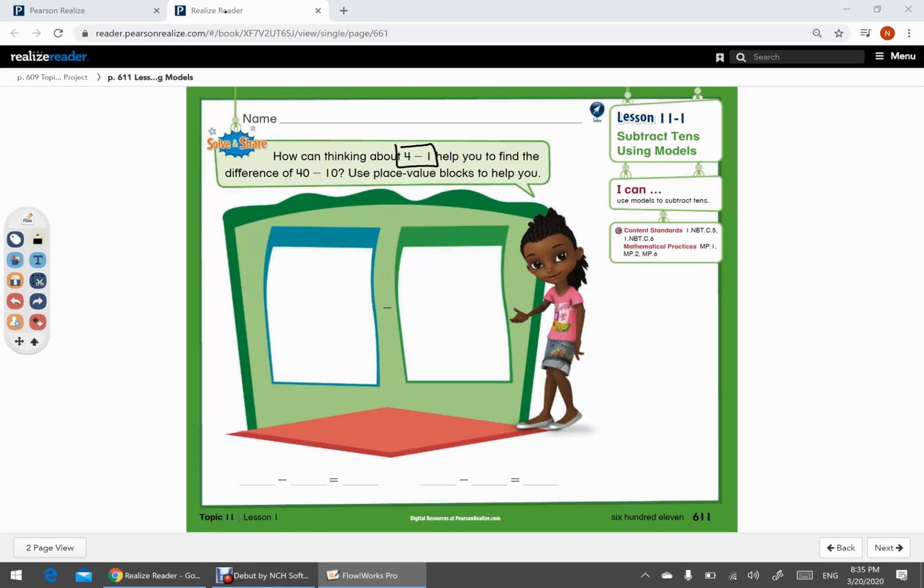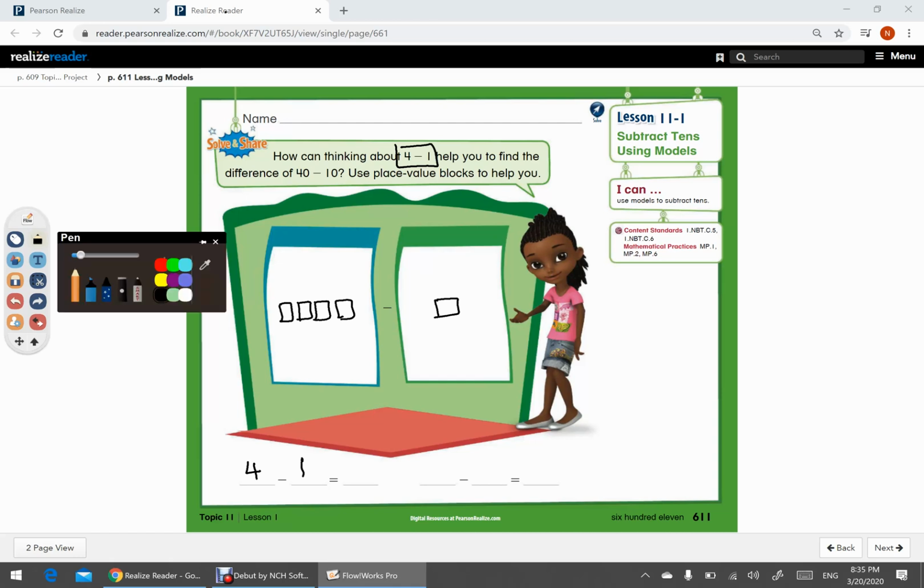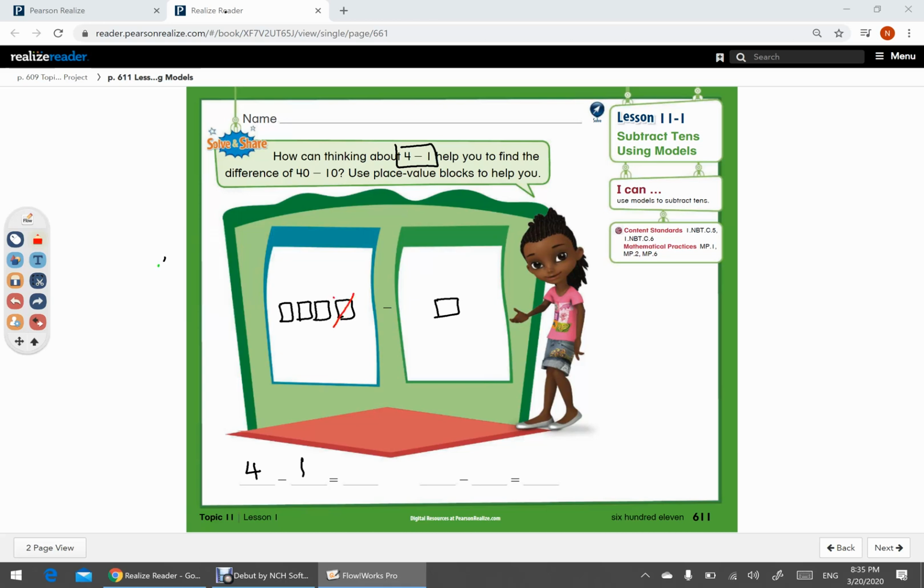So here what we can do is we can draw 4 cubes. 1, 2, 3, 4 minus 1. 4 minus 1 gives me, I told you that if it's minus, what are you gonna do? Take away 1. So if you take away 1, what are you left with? How many are left? 1, 2, 3. My answer is 3.